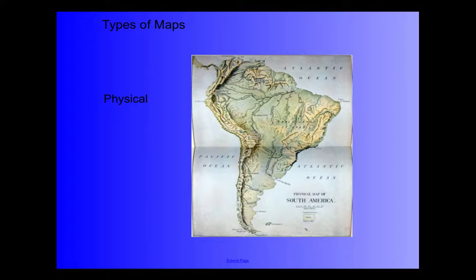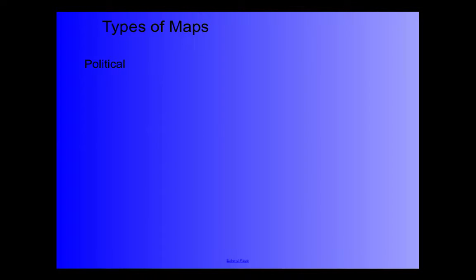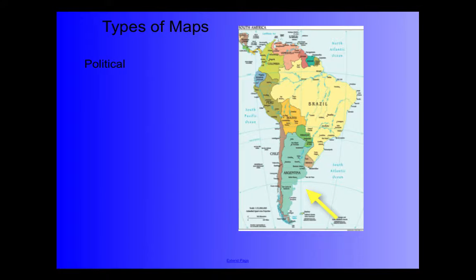As well as physical maps, I've got a second type of map that we'll look at, which is a political map. And these you would be very well aware of. They look at the borders of countries, and they look at maybe states within a country. In this particular map of South America, you can see the names of the countries here, and you can see the borders between each country. You can also see the names of the oceans.